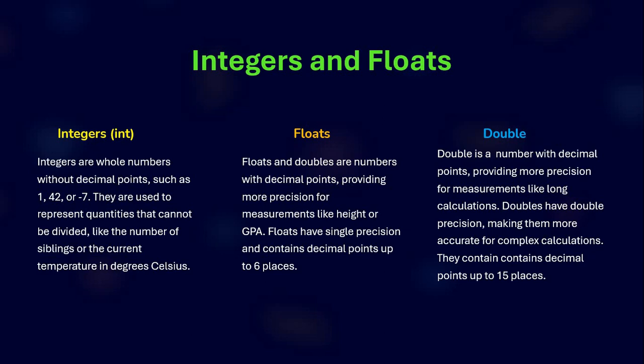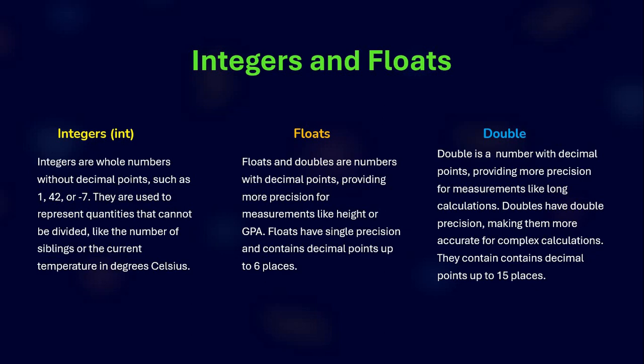All right. Then we look at floats. Floats and doubles are numbers with decimal points, providing more precision for measurement like height or GPA. So we ask you, what's your GPA? Your GPA is 3.48 or 3.71, right? What's your height? I'm 6.23 feet or I'm 1.2 meters.